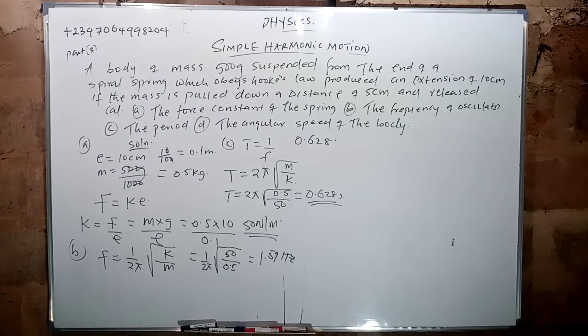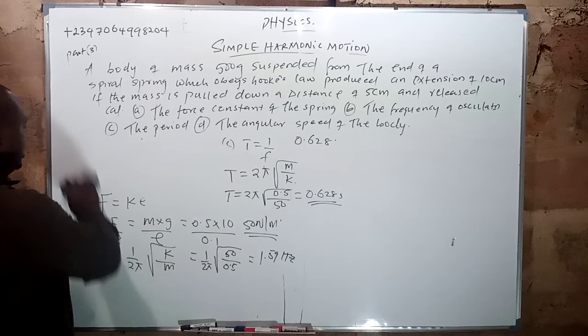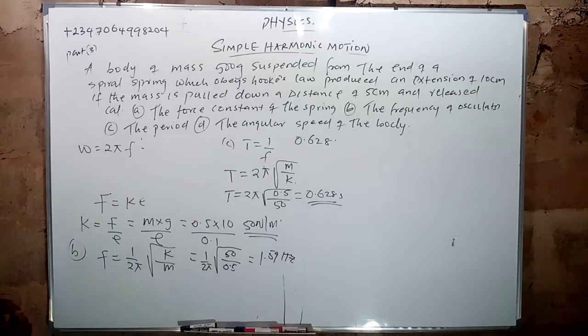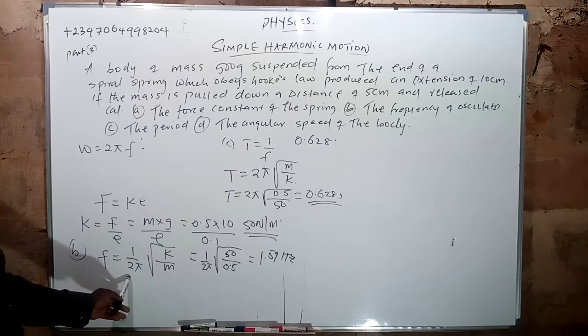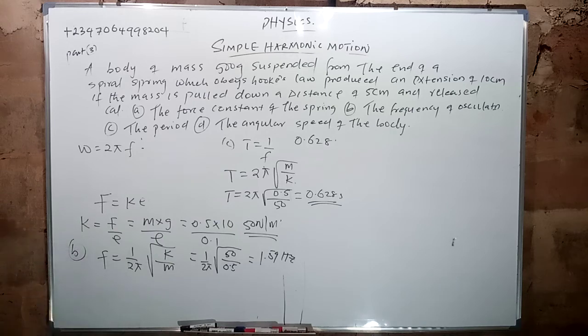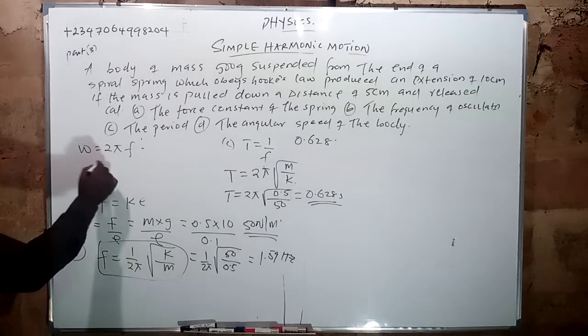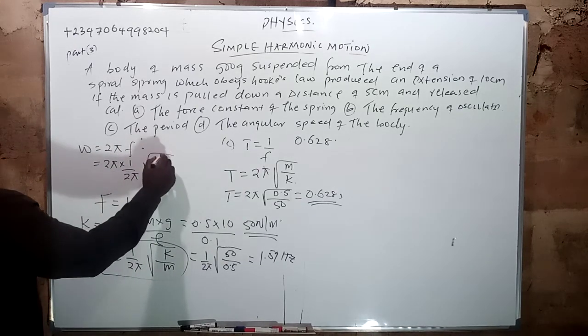So the next one is for you to calculate the angular speed of the body. Please remember, we said angular speed is 2 pi f, right? We said something like this in part 1 of the video. Please do not forget. And if this is your frequency, right? So right now, let me carry this and put it into this equation. You already know this is the formula for your frequency, right? So putting it here, you have 2 pi times 1 all over 2 pi, right? Root of K all over M.